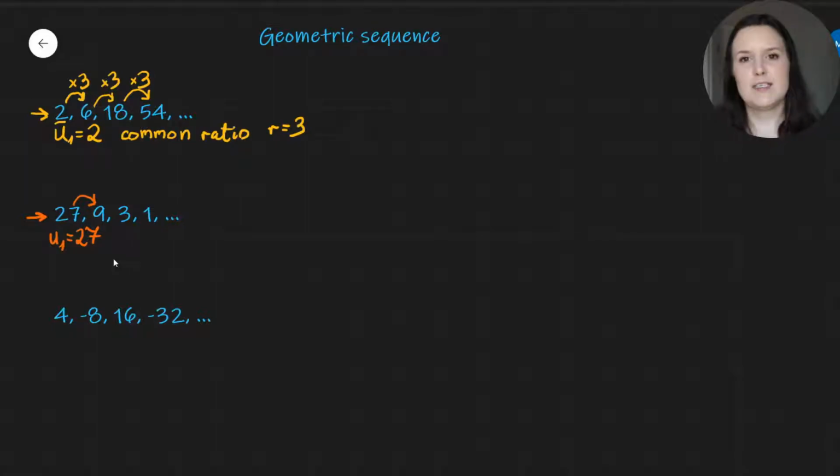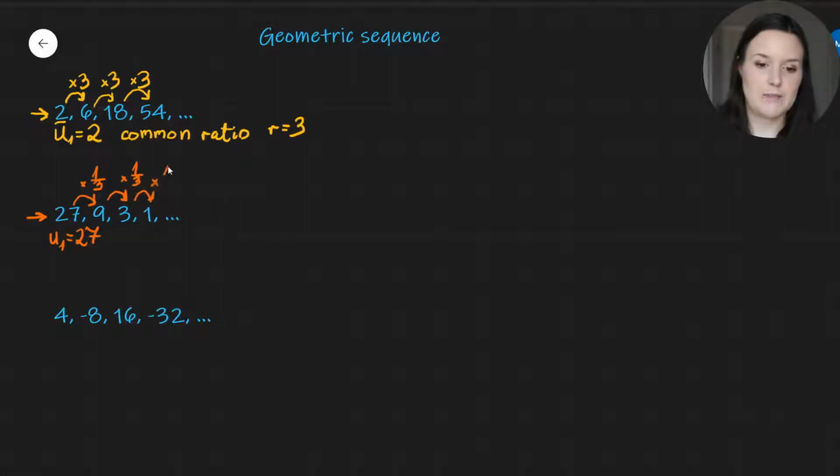Well, to get from 27 to 9, we actually have to divide by 3, but it is fine, because dividing by 3 is the same as multiplying by 1/3. So yes, actually this one is also geometric, because to get to the next term, we always multiply by 1/3 this time. So the common ratio in this case is 1/3.